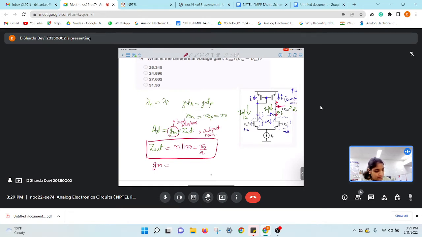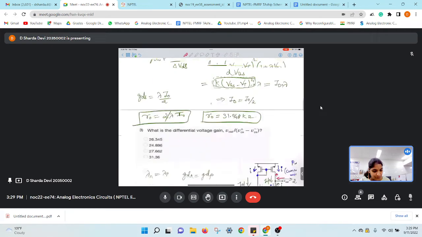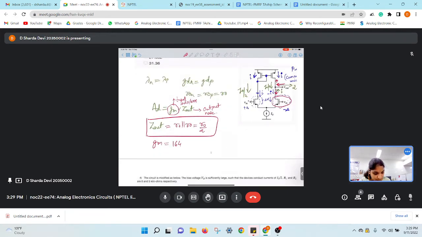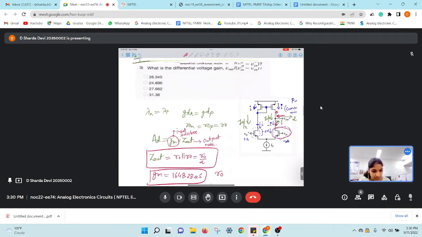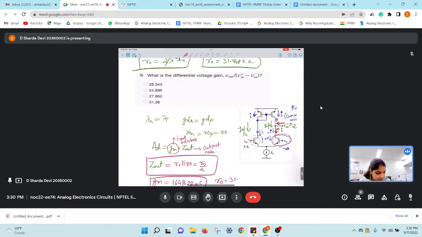So here we'll take the GM for this particular transistor, which we have already calculated above. That same GM will apply over here. So how much was that GM? 1648.28 microsiemens. And we also calculated R naught above, right? So this is 31.948 kiloohms.